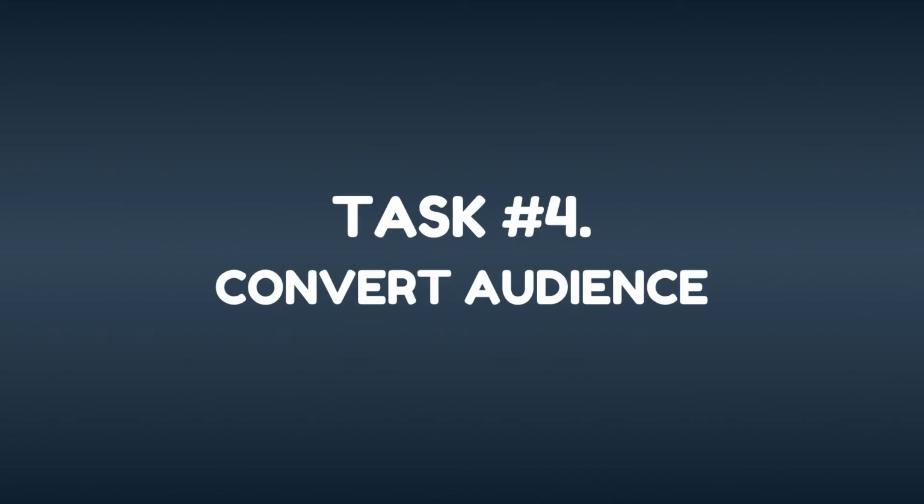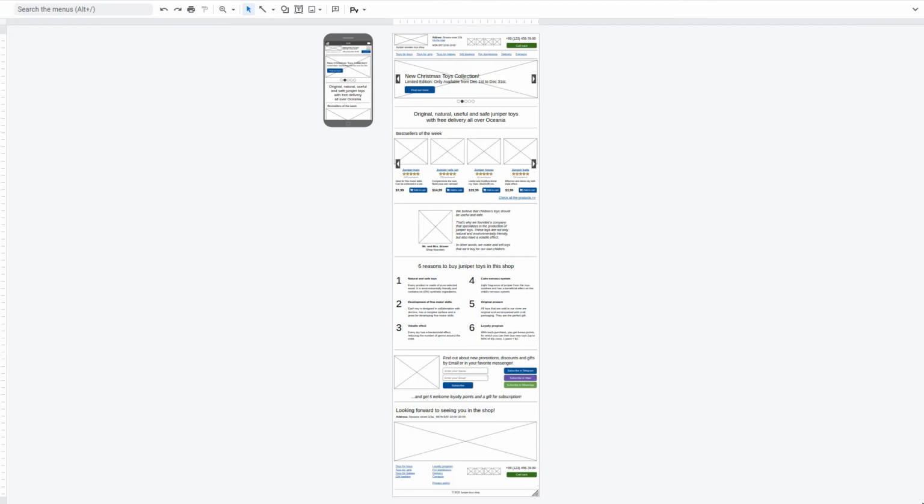Task number 4. Convert audience. In most cases, the homepage solves this task automatically, simply because the transition to another page of the site, for example, a catalog for a subsequent purchase, is also a target action. Nonetheless, sometimes there are additional target actions. In our case, we convert people by letting them order some popular toys right from the bestsellers block, or offering them to subscribe to our newsletter.